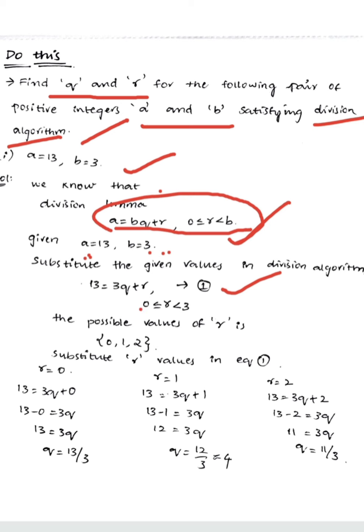where 0 less than r less than b. What is the value of b? 3. So I substituted 3 here. Now consider this as equation number 1. Now how can we find the values of q and r from only this equation?